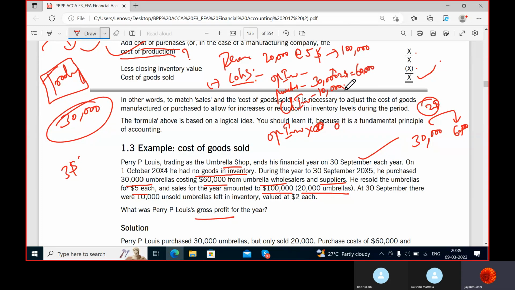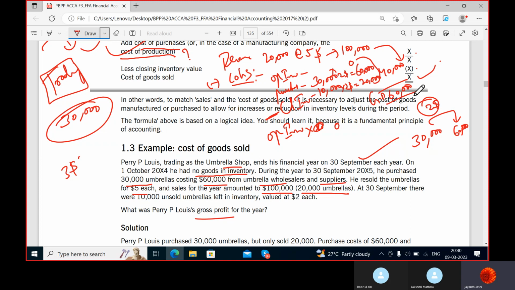So that makes it 60,000. From 60,000, at the rate of $2, I'll remove the closing inventory of 20,000. So opening inventory plus purchases minus closing inventory: $0 plus 60,000 minus 20,000. So we'll get $40,000. I'll remove $40,000 from 100,000 and I'll get $60,000. That is my gross profit.